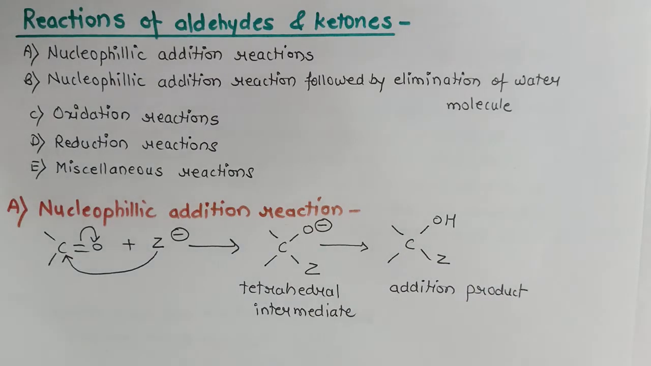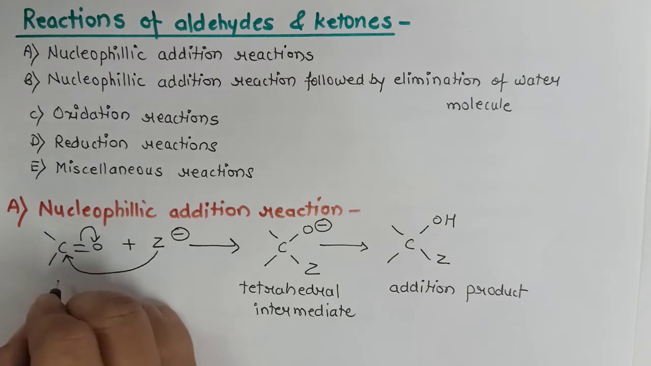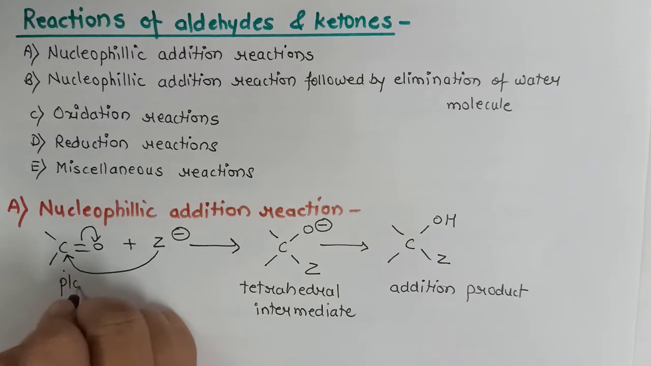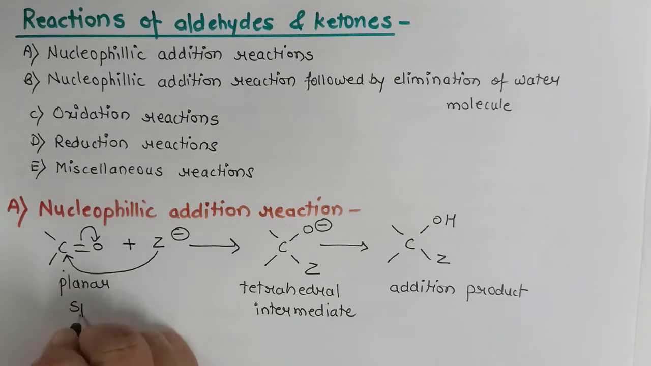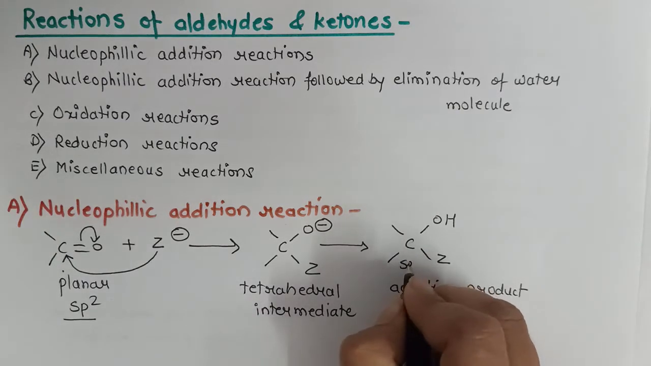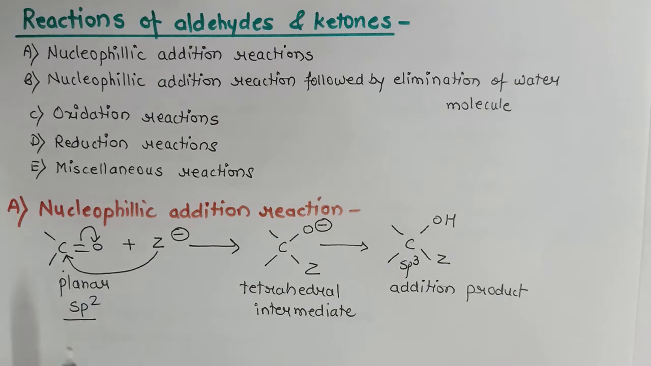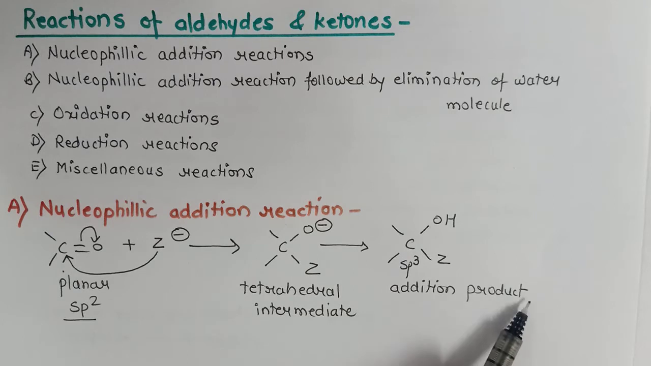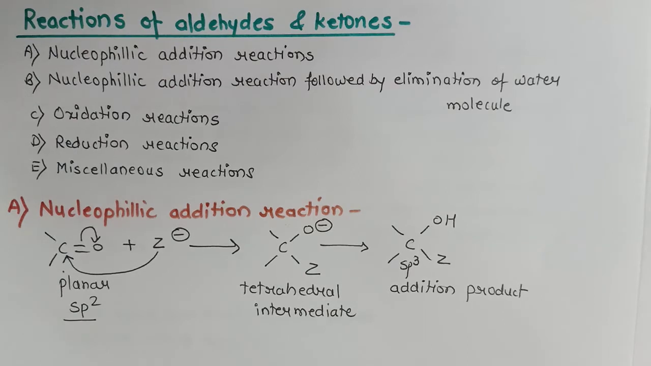So what are the hybridization changes? Initially this carbonyl carbon was planar with sp2 hybridization. Now when the addition product is formed, the hybridization of carbon changes to sp3. This carbonyl carbon which was sp2 hybridized changes to sp3 due to the addition product. But there is a difference in how aldehydes and ketones react with these nucleophiles. Let us compare their reactivities.